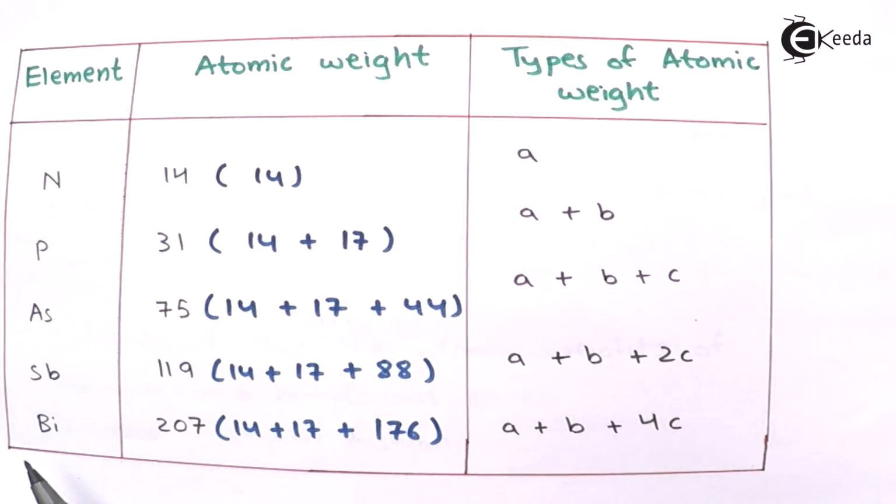For the last one, bismuth, the atomic weight is 207. Again, 14 is common, 17 is common, while 176 is four times 44. So we can write it as A plus B plus 4C. This is what repeats in a regular fashion, as we can see.